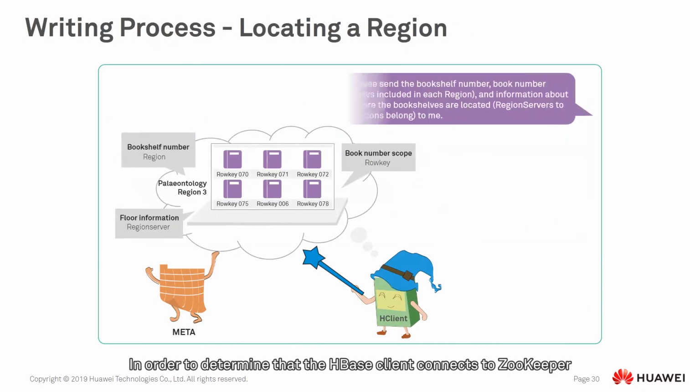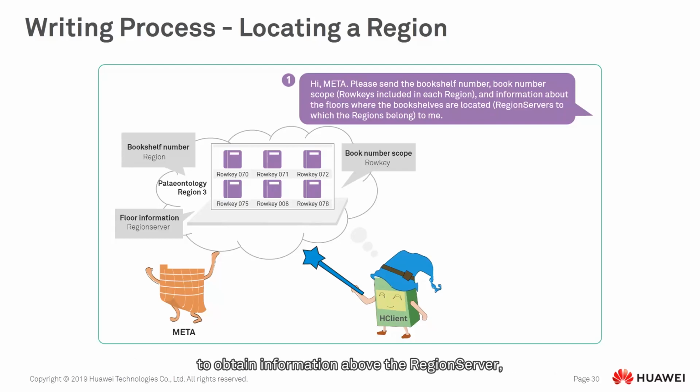In order to determine that, the HBase client connects to Zookeeper to obtain information about the region server where the HBase metatable is located. The HBase metatable records information about each user region, including the range of row key and the region server where the region resides. Based on the metatable, we can locate the region server of the region to which data is to be written.